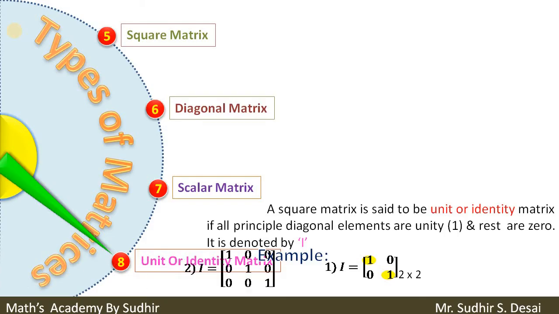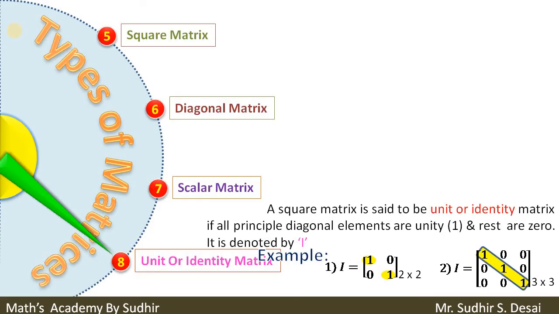Next, let's check the order of this matrix. It is of order 3 by 3. Rows and columns are equal, so it is a square matrix. And next, the principal diagonal elements are 1 and the rest are 0. So this is again an identity matrix, but now of order 3 by 3.